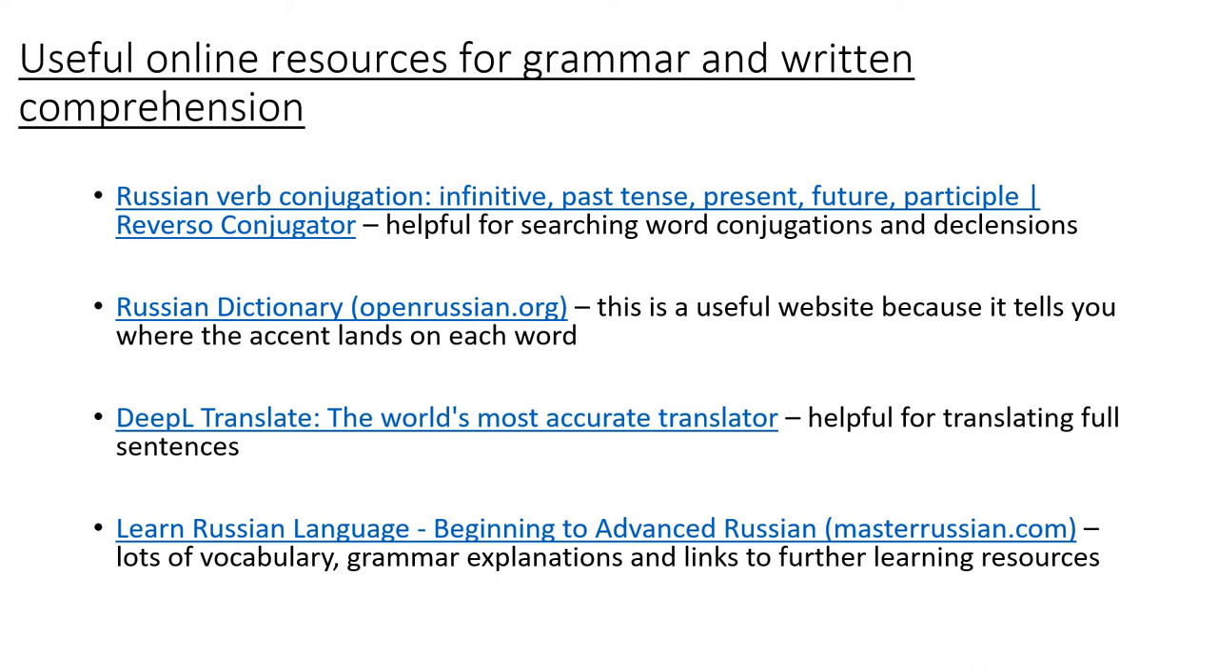Then we've got DeepL Translate. This is just an upgrade from Google Translate, and it's really useful for translating full sentences because it picks up on the grammar that sometimes Google just messes up. And lastly, we've got masterrussian.com. This is what I used to learn my first few words and structures in Russian when I was like 13, so that's 10 years ago now. But it's a really wonderful resource. It's got links to a lot of other great resources, which is very helpful, and a lot of lists of nouns and verbs, which I love. So I found that really helpful, and hopefully you'll find that helpful too.